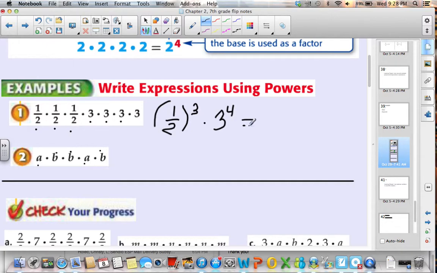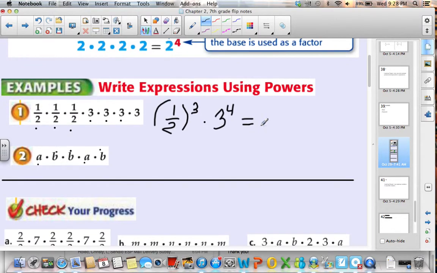And sometimes it doesn't say it in the book, but it keeps it nice and organized, and eventually we're going to be rewriting with lots of different powers and lots of different numbers. So I like to rewrite it in order from the greatest power to the least. So we would rewrite this as 3 to the 4th times 1/2 to the 3rd. And the reason I'm putting my fraction into parentheses is because it keeps it nice and neat. And then I can see that all of 1/2 is to the 3rd.